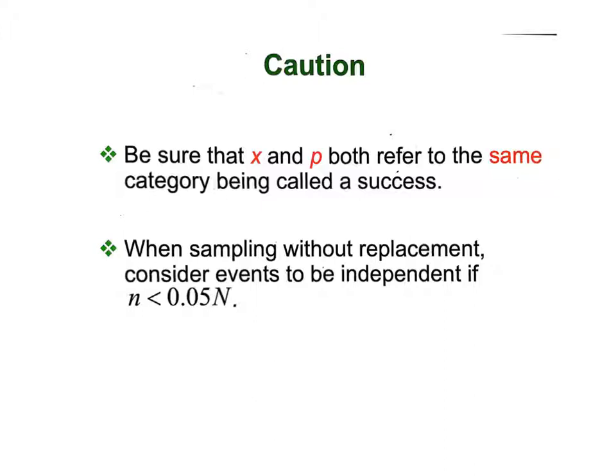A couple words of caution here. Be sure that x and p both refer to the same category, being success. All right, so make sure they're the same. And also, like we've always said, when you're sampling without replacement, even though you're not replacing them, we're going to consider the events to be independent if the sample size is less than 5% of the population. Just like we did the other day. When our sample size was very small compared to the population, we're going to act like it's independent even though it's dependent.